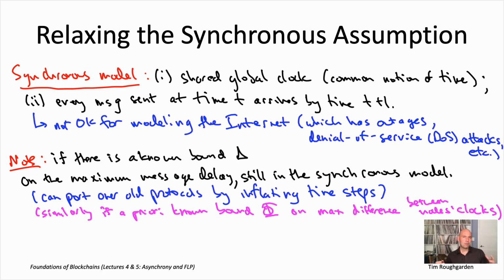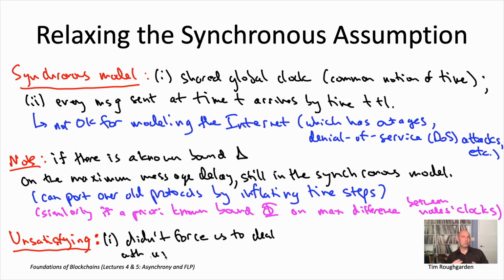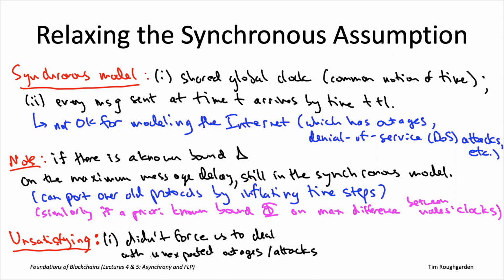So our first attempt at relaxing the synchronous model, having this known bound on maximum message delay, wound up being extremely unsatisfying. And really, it's for two semi-related reasons. Reason number one is it really didn't force us to address the main issue with communication over the internet, that you can have unexpected outages and unexpected attacks. The second reason it's unsatisfying is we get these very stupid protocols from using this time inflation trick. Protocols we really never want to use, right?